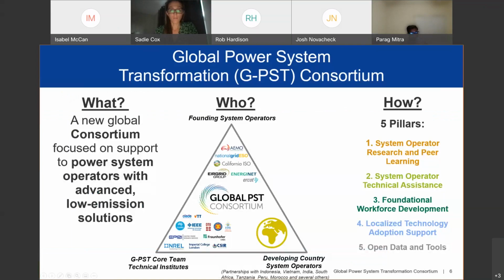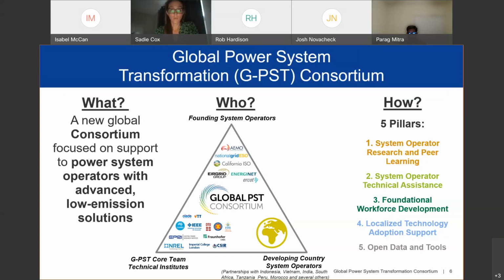So hopefully many of you are already familiar with the G-PST, but if not, I wanted to provide a quick introduction to kick off the webinar. The Global Power System Transformation Consortium, or the G-PST, is all about deep collaboration with leading system operators around the world on cutting-edge research to bring the highest levels of variable renewable energy onto the grid, as well as provision of technical assistance, knowledge sharing, and peer learning on proven operational and engineering solutions to advance renewable energy integration in unique contexts all around the world and to address key challenges.